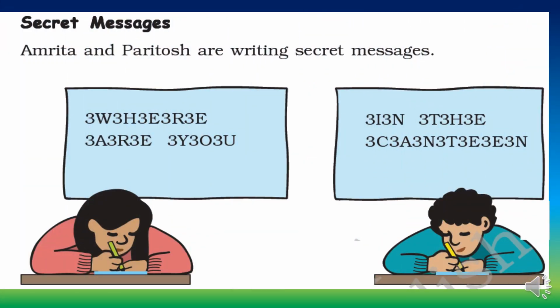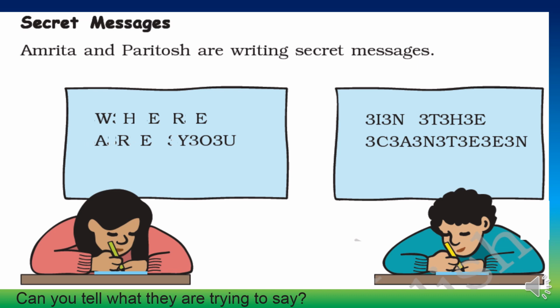Now secret messages. Amrita and Paritosh are writing secret messages. See this. Now let us decode it. Here all the threes we are deleting. So we got the message written by Amrita, that is, where are you?